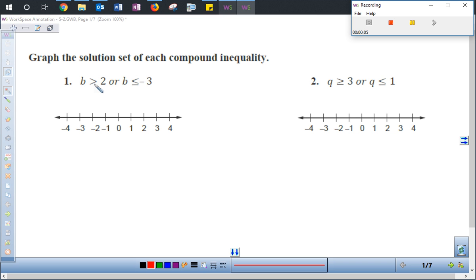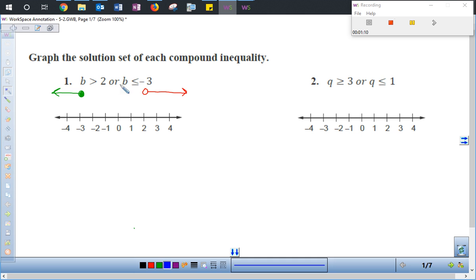So if I have b is greater than 2, I'm going to find 2 on my number line, go above it, and we're going to have an open dot with an arrow going to the right. b is less than or equal to negative 3, so I'm going to find negative 3 on the number line, go above it, and we're going to have a closed dot with an arrow going to the left. Now, when it was AND inequalities, our primary focus was looking to see where those two graphs overlapped. Now, these two graphs do not overlap.